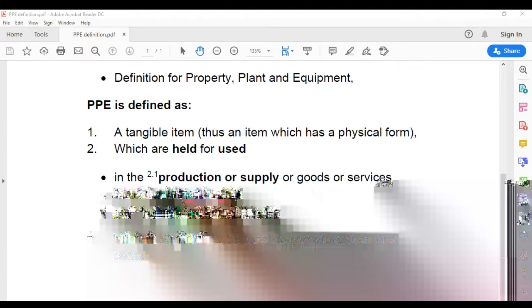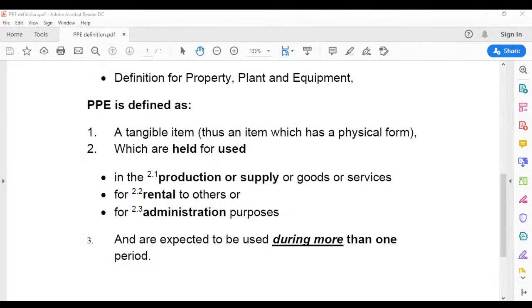Okay, so we've got the three types of functions that it has, right? Either production or supply of goods, services, or for rental to others, or for administration purposes. But then we mustn't forget the third component. It says it must be expected to be used during more than one period. Now, let me start already by giving you a little warning here.